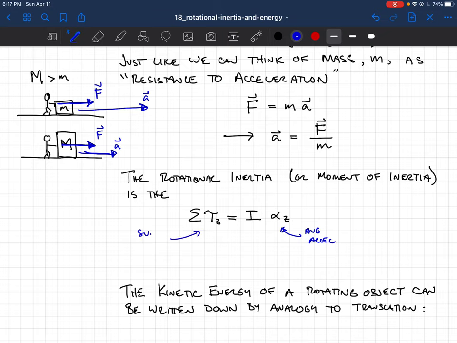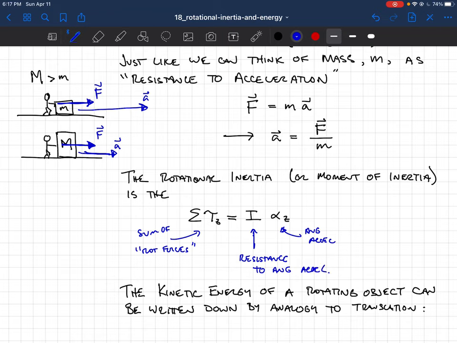This is the sum of, we could say, the rotational forces. And this is the resistance to angular acceleration.